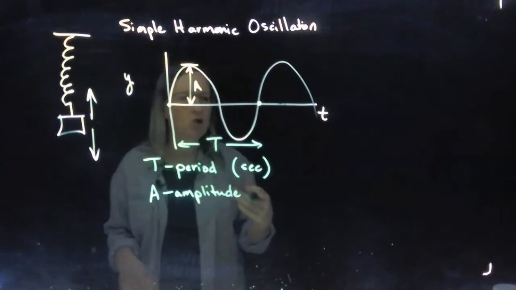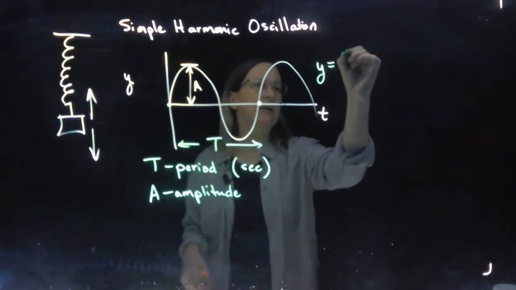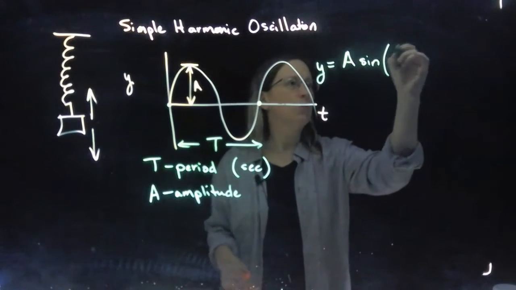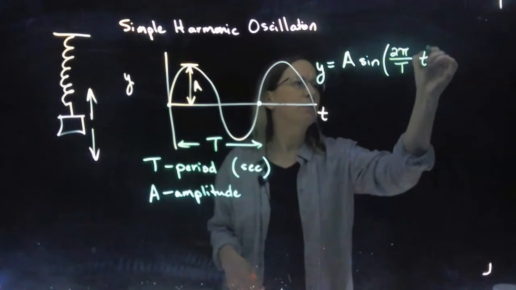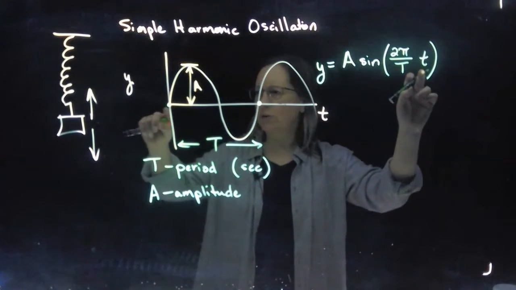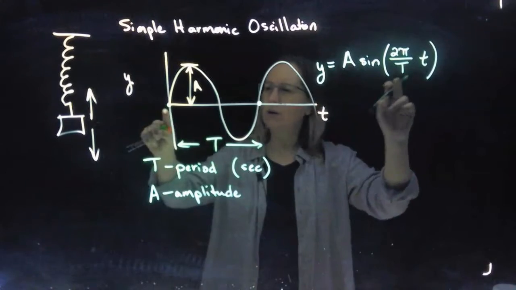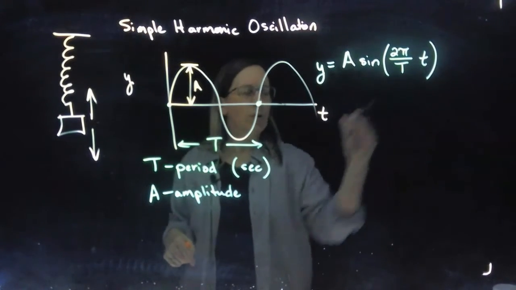Because it's a position. And we can describe the motion as y is equal to A sine of, at least for this motion, 2 pi over the period times t. Because if we notice that this works, when t equals 0, we get 0. When t equals the period, then we get 2 pi, which would be what's happening right here. And so that describes this.